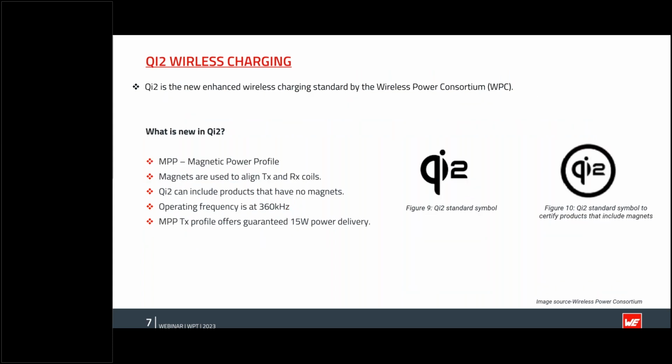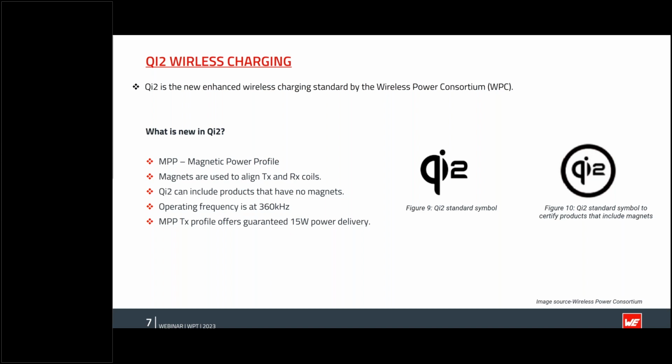So this year, the Qi 2 standard is going to be released, and the preliminary specs are already in discussion, and the WPC will release the Qi 2 standard specs very soon to the public. And we will be talking a little bit here about Qi 2 wireless charging. So what is new in Qi 2?